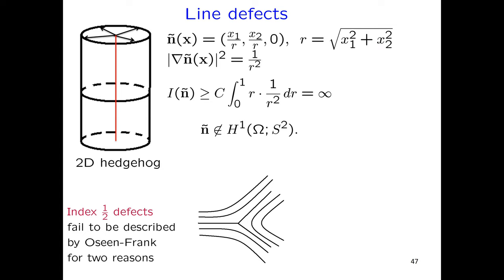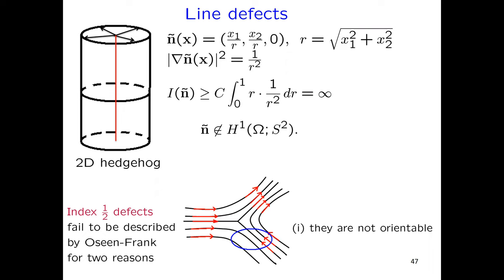And you see other kinds of defects, line defects, called index 1/2 defects. So here's a picture of such a field. So everything's two dimensional, and so here we have a line into the screen, and there's a defect there. And they fail to be described by Oseen-Frank for two reasons. Firstly, they're not orientable. Well, you can try and put arrows on there, and you find you can't do it in a way that is consistent. So in this sort of region, you get some kind of conflict.